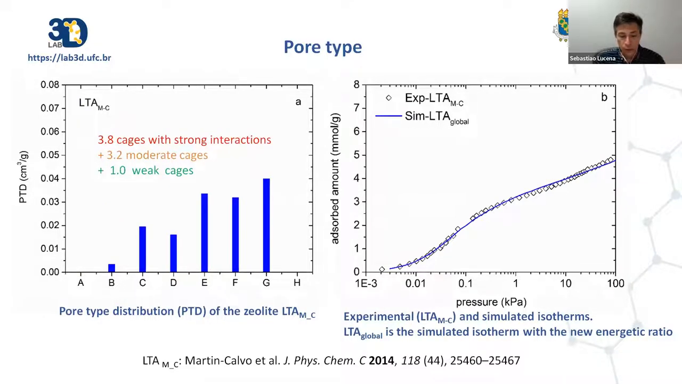Another very promising result can be observed for the experimental zeolite from Martin-Calvo. Again, the kernel results in 3.8 cages with strong interaction, 3.2 with moderate interaction, and 1 with weak interaction. With this new mix of cages, you obtain an almost perfect fit between experimental and simulated isotherms. Again, we understand that this new energy distribution proposal is a more faithful representation of the real material synthesized by the authors.